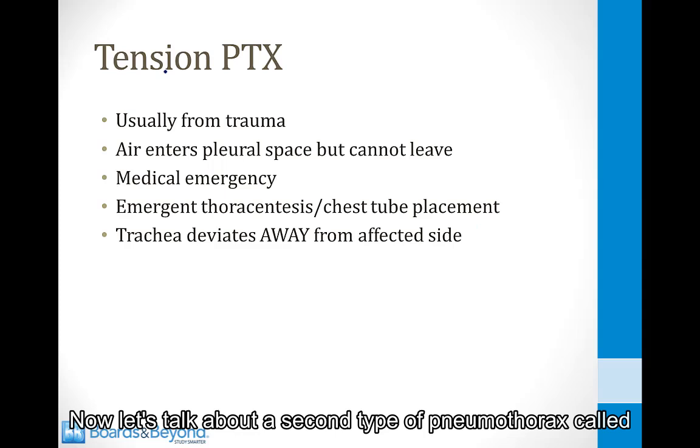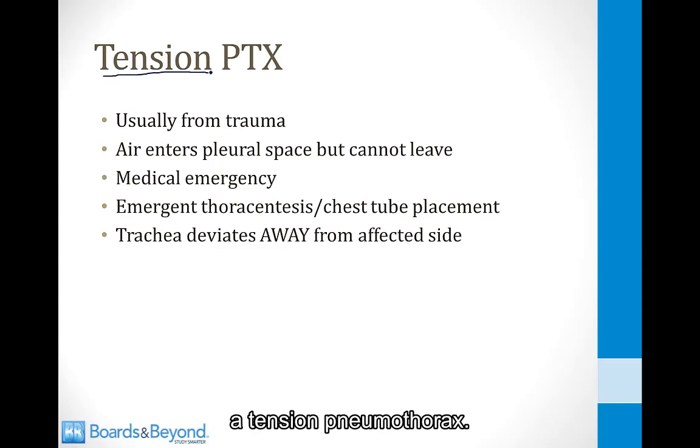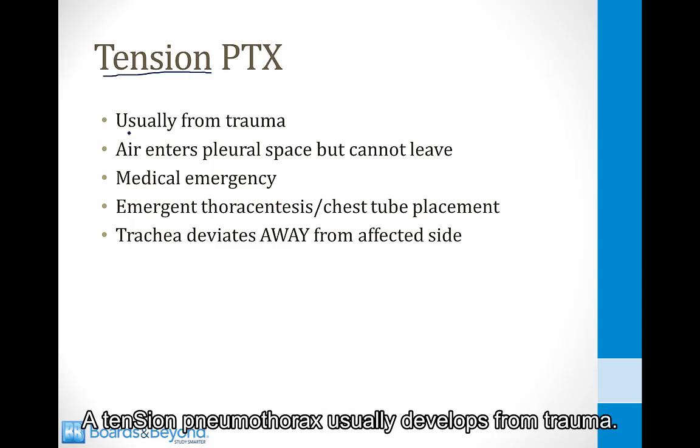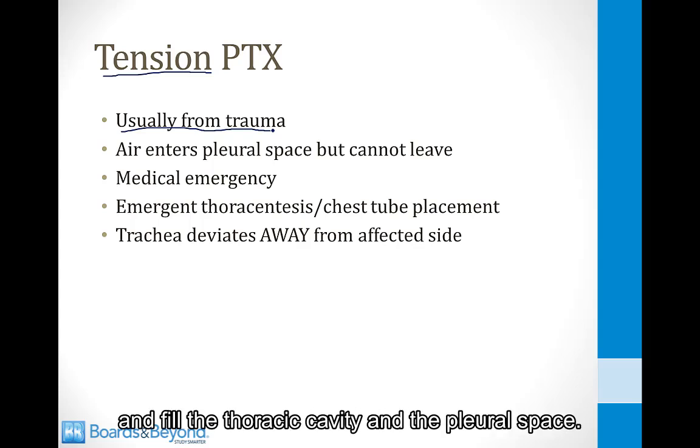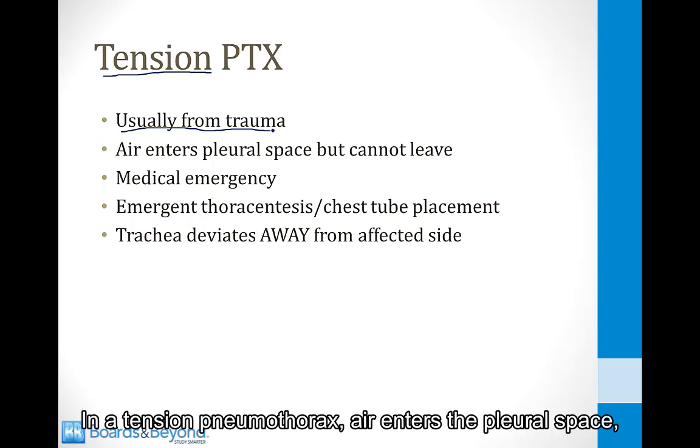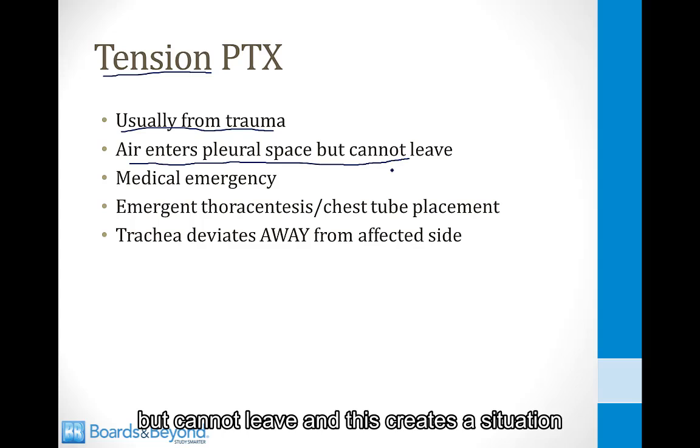Now let's talk about a second type of pneumothorax called a tension pneumothorax. A tension pneumothorax usually develops from trauma. If there is a laceration to the lungs, this can allow air to leak from the lungs and fill the thoracic cavity in the pleural space. In a tension pneumothorax, air enters the pleural space but cannot leave, and this creates a situation where air can build up in the thoracic cavity.